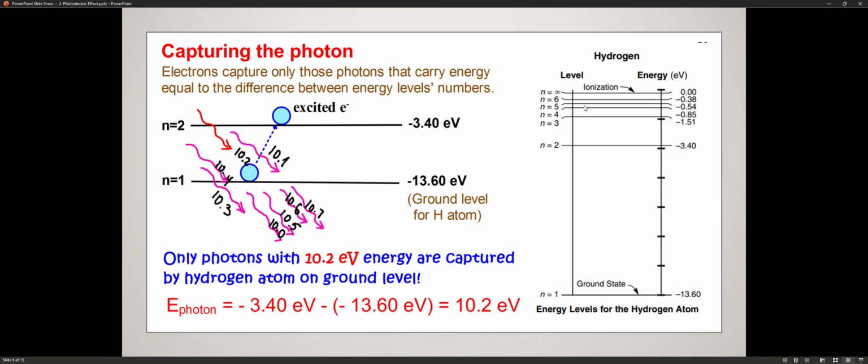And so let me talk about a bit more. If you want to go from the first ground state all the way to the third electron level, well, you do 13.6, which is at the ground state, minus 1.5. And so the amount of energy to go from the first level to the third electron level is 13.6 minus 1.5, which is going to give you 12.1. So for you to go from the first energy level to the third, you're going to need 12.1 electron volts.